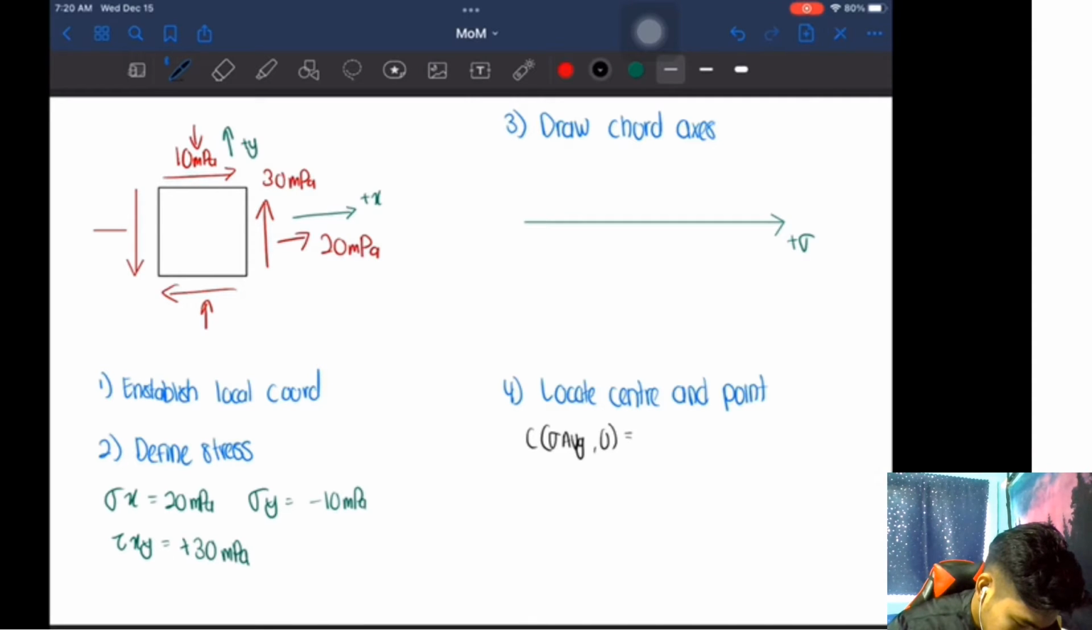Sigma average is equal to sigma x plus sigma y divided by 2, which in this case will be 20 plus negative 10 divided by 2, and that is 5 megapascal, and that means my center is located at 5, 0 megapascal.